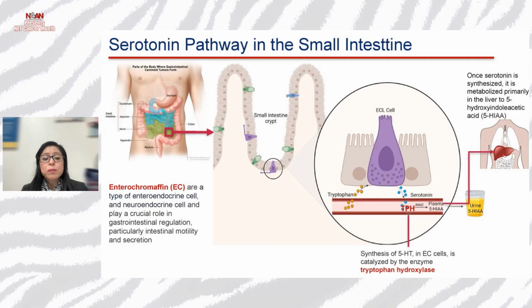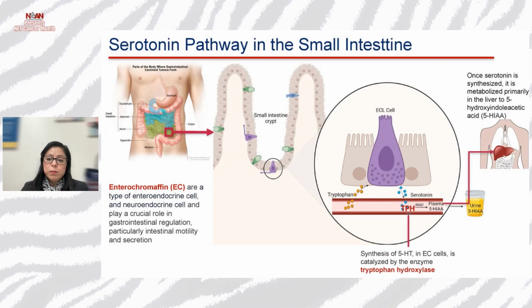And the enterochromaffin cells are a type of neuroendocrine cell, which is very important for gastrointestinal regulation as well, for intestinal motility and secretion. So once the tryptophan is ingested, it goes into the enterochromaffin cells, and then tryptophan is converted to serotonin by an enzyme called tryptophan hydroxylase, which is also localized in the enterochromaffin cells.